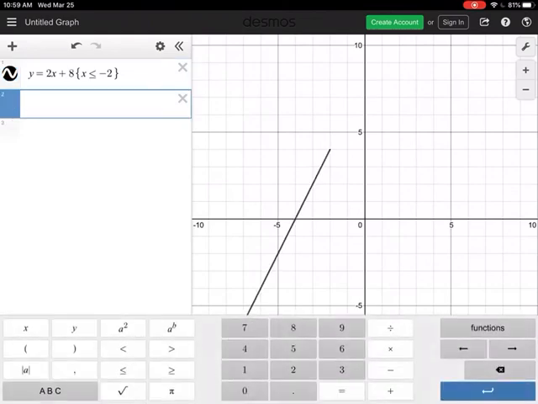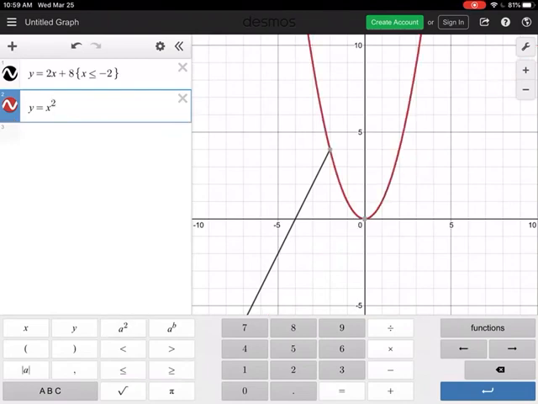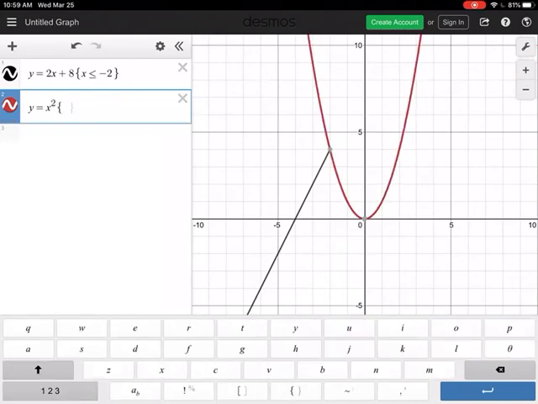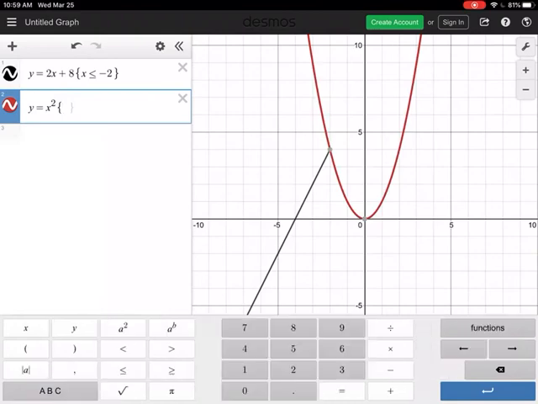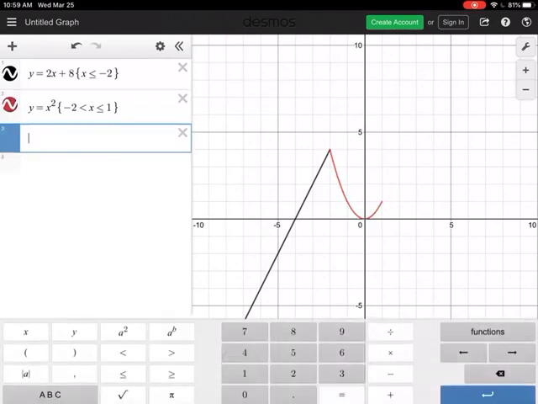And then you have the part y equals x squared. And it goes from negative 2 to 1. So at negative 2, you type negative 2, then there's a less than symbol, then you have an x, then you have a less than or equal to 1. So there's that piece in the middle that we graphed.